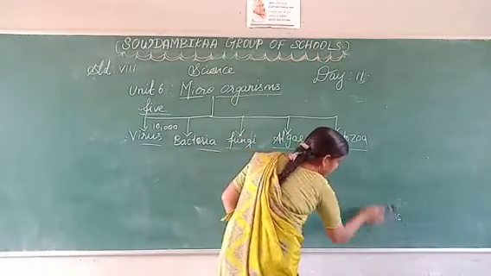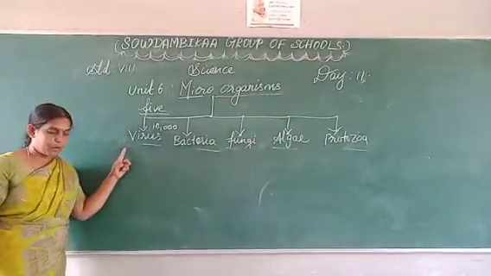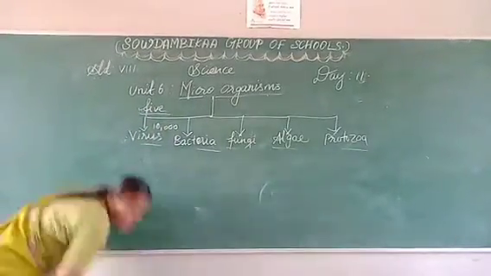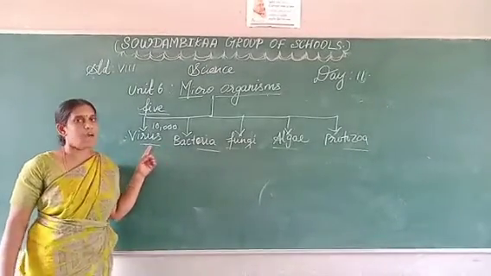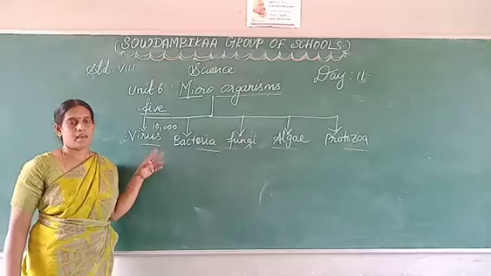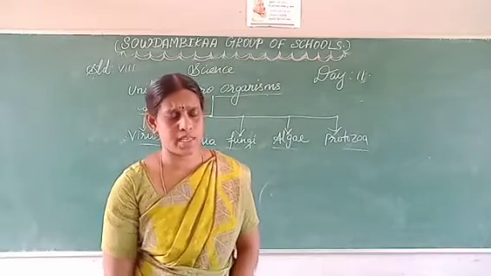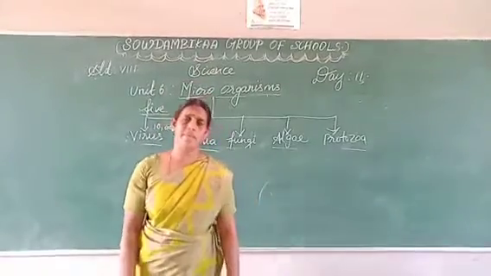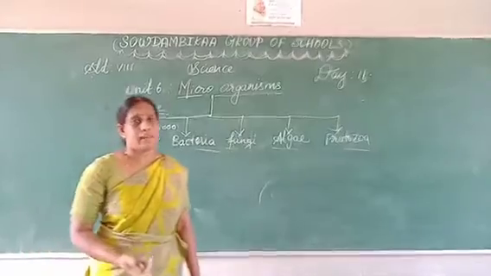Everyone is clear about the virus. A virus is a tiny particle made up of genetic material and protein. The genetic material is DNA or RNA. The virus is very small. We cannot see it with the naked eye, only with the help of an electron microscope.